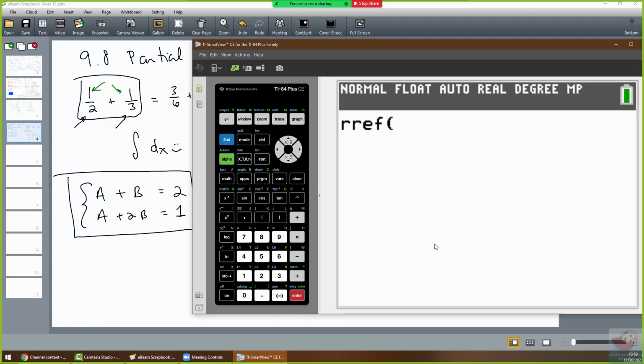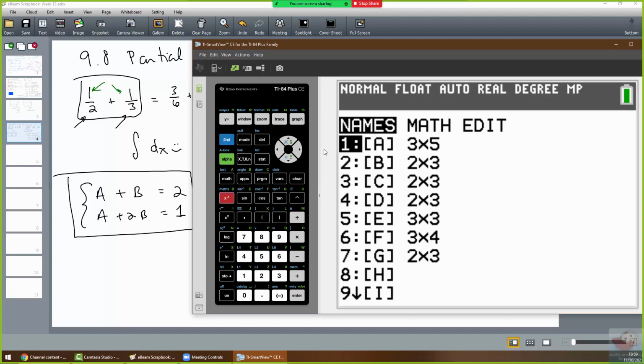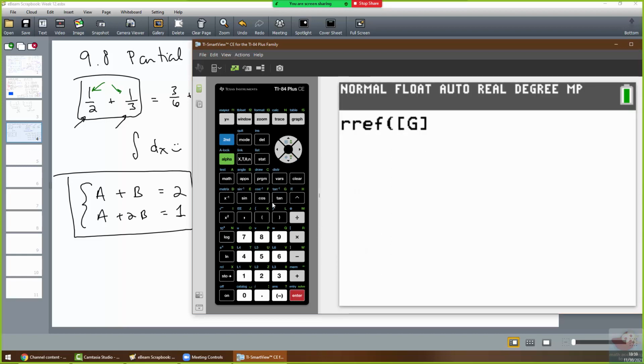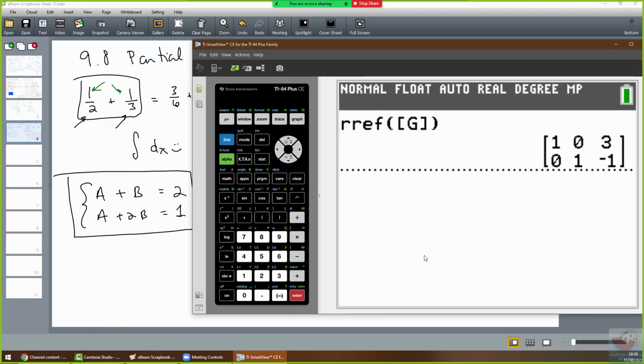Then we have to tell the calculator what matrix we're applying this to. So for the last time, second matrix, and this time under names, select your matrix. You could hit the number 7 for G, or you can scroll down and hit enter. Oh my God, that worked out very nice. We could have gotten fractions there. We didn't. We're good. So notice, because A was the first column and B was the second column, this is saying A is 3 and B is -1.